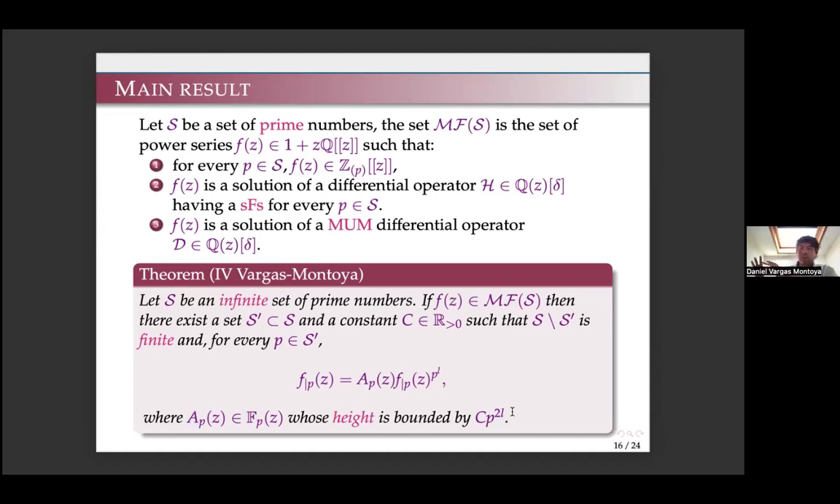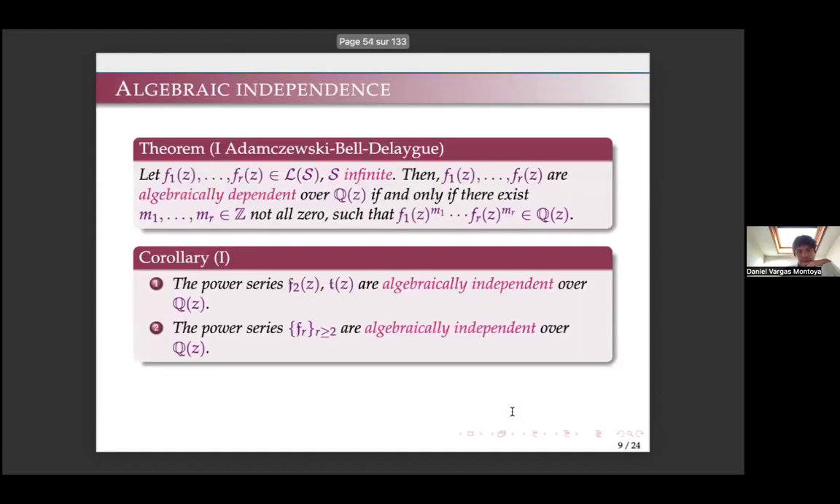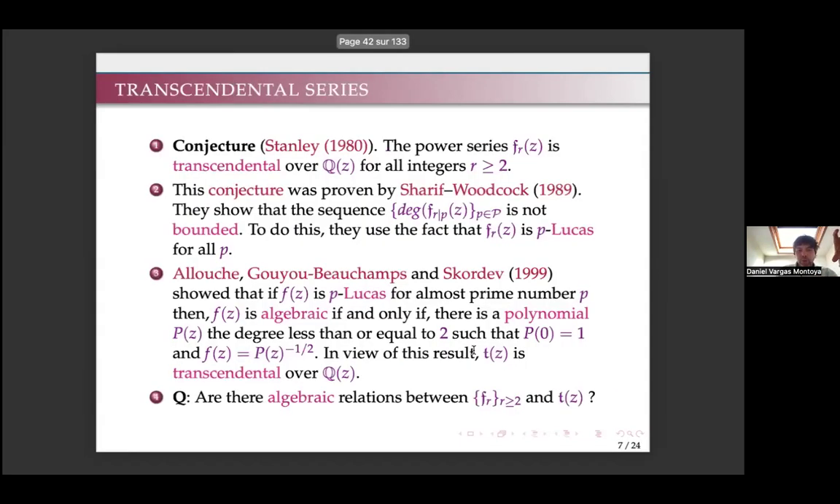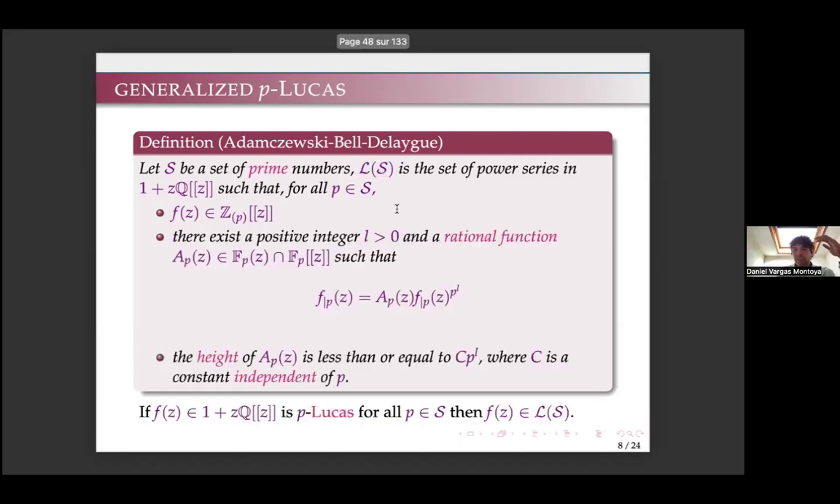So I recall to you that the main motivation was to know when a series belongs to LS. A necessary condition to belong to LS is this condition: the height of A_p is bounded by C times p^l, and in the main result there appears a factor 2 in the power. That is a kind of problem because it's not in LS. The main point to know when an element is in LS is applying the criterion given by Adamczewski, Bell, and Delaygue. The first try is maybe to see if the proof given by Adamczewski, Bell, and Delaygue works when there is a factor 2 here, but the proof doesn't work. We really need to withdraw the 2.